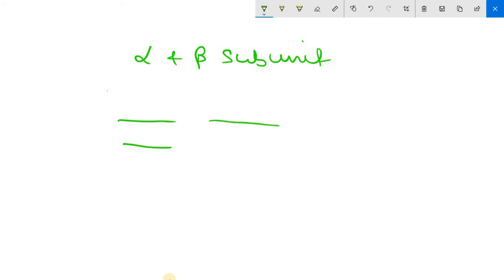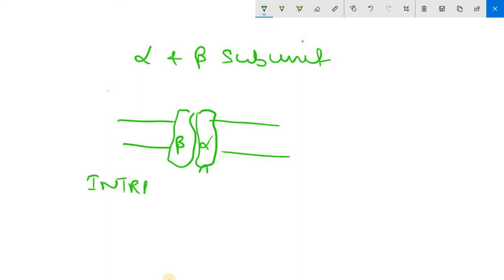Basically, sodium potassium ATPase is a protein with alpha and beta subunits. It has two subunits, one is alpha and one is beta. Suppose this is your cell membrane, and this is your beta subunit, and this is your alpha subunit. This is the intracellular portion, and this is the extracellular portion.